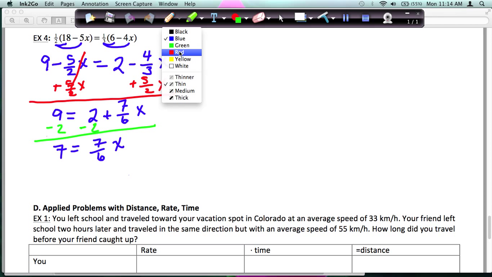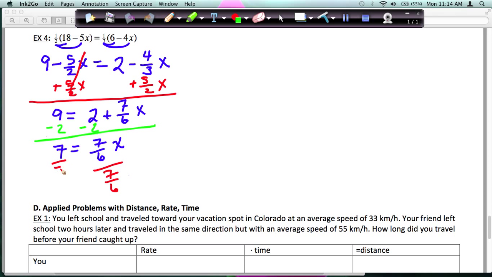And then the last step, to get x by itself, I'm going to divide both sides by 7/6. Okay, these will cancel, and I get x equals 7 divided by 7/6 is 7 times 6 over 7, which you can do on your calculator, or the 7's cancel, and you just get x equals 6.